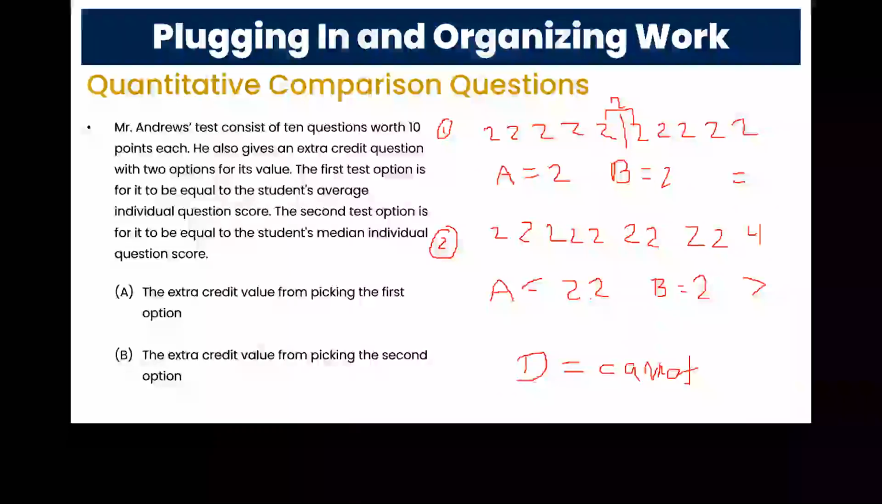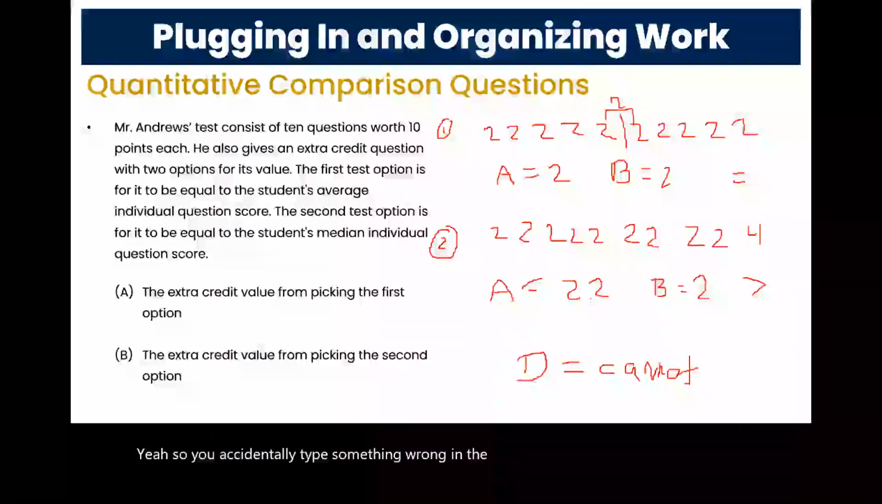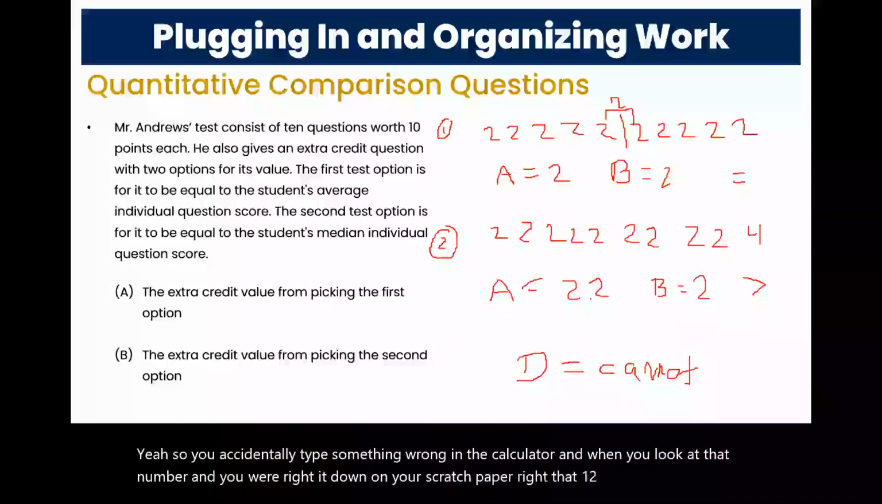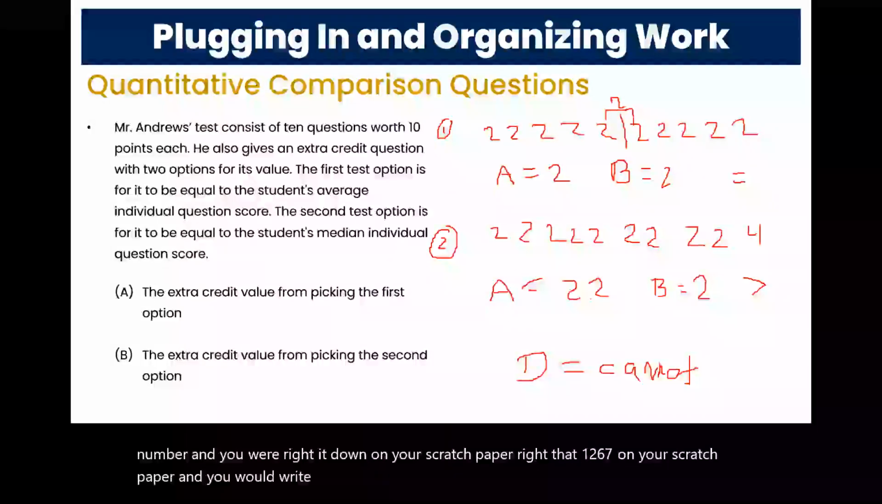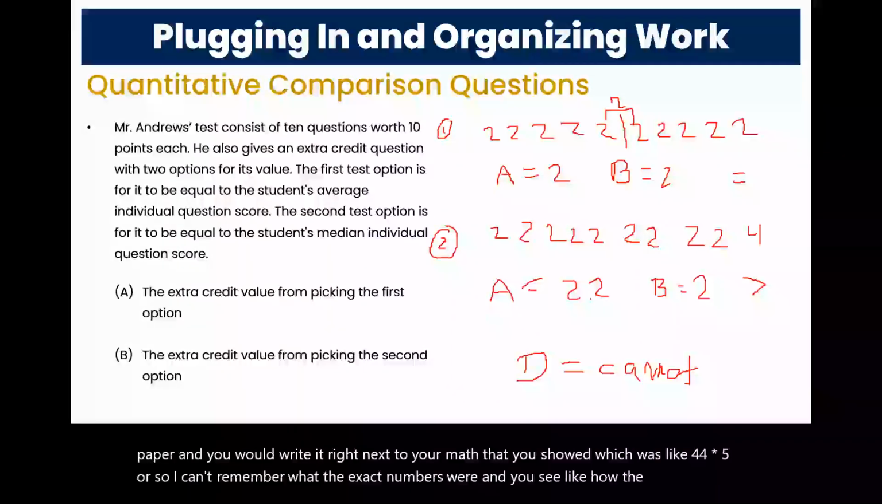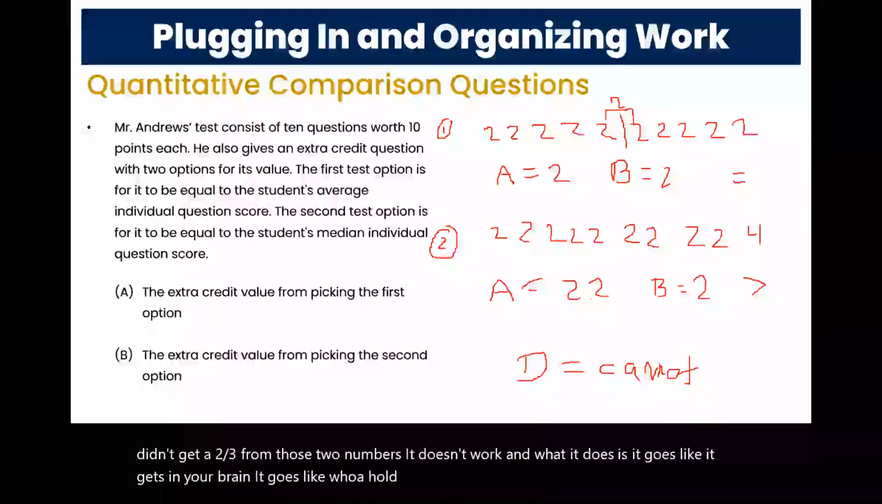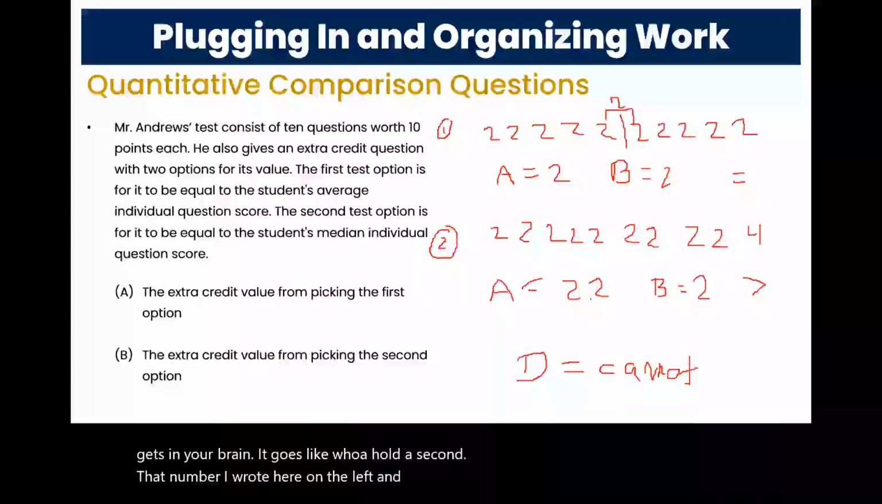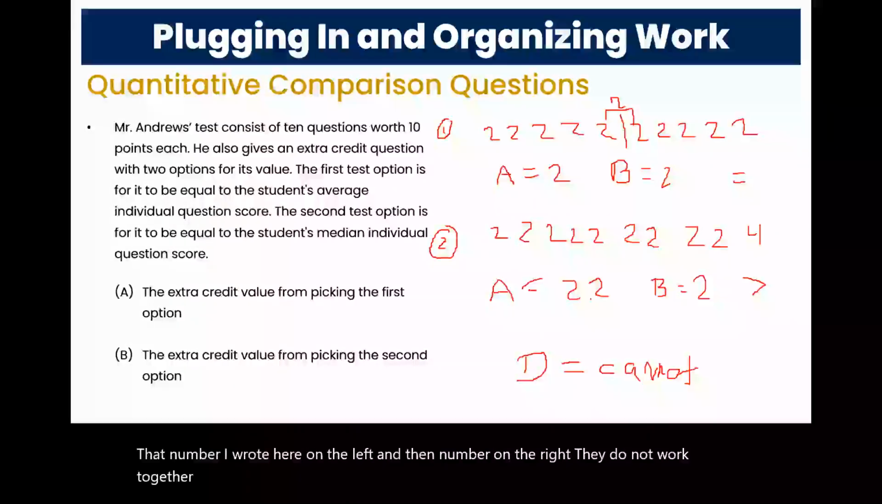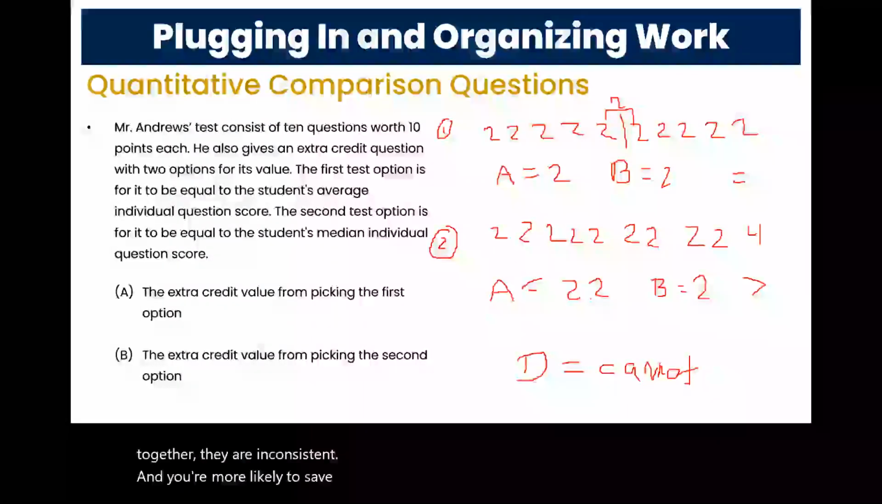Yeah, so you accidentally type something wrong into the calculator, and when you look at that number, if you were to write it down on your scratch paper, write that 12.67 right next to your math that you showed, which was like 4.4 times 5, or I can't remember what the exact numbers were, you'd see, how the heck did I get a 2/3 from those two numbers? It doesn't work. It gets in your brain and goes, whoa, hold on a second. That number I wrote on the left and that number I wrote on the right, they do not work together. They are inconsistent. And you're more likely to say to yourself, oh man, maybe I typed something wrong on my calculator. Let me go try that again.